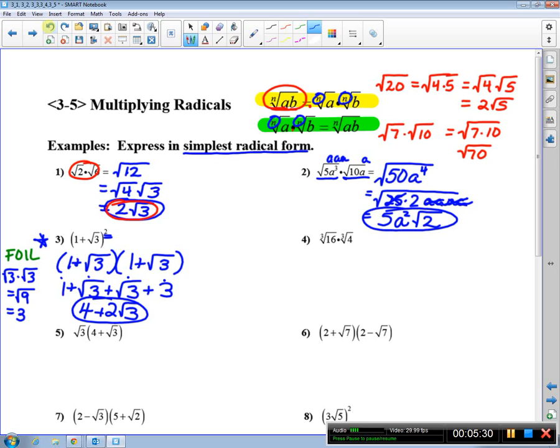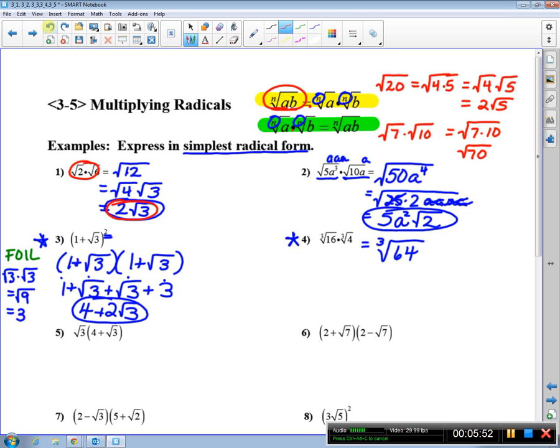Number 4. Pause or rewind if you missed something. Or remember to put question marks where you have a question. You could ask me tomorrow. Cubed root of 16, cubed root of 4. So I can multiply those and get the cubed root of 64.